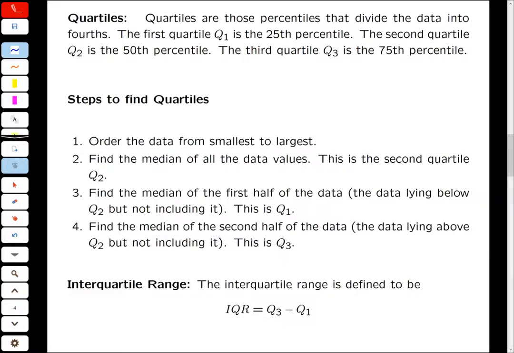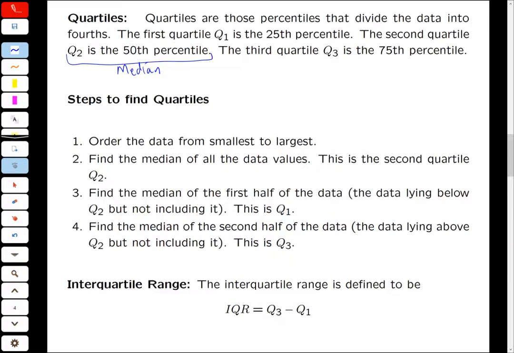The second quartile is the 50th percentile, and we actually have another name for the 50th percentile. It's called your median. 50th percentile, 50% of the data is below it, 50% above, that's your median. So Q2 is not going to be shown on your calculator, but it'll be given to you as a median on your calculator. The third quartile, Q3, is the 75th percentile. 75% of the data is below Q3, 25% is above Q3.